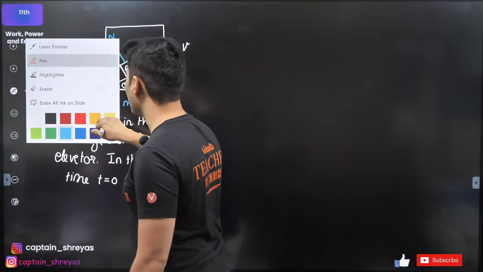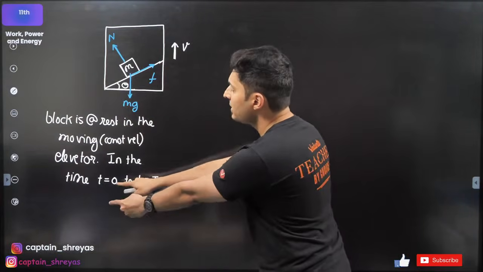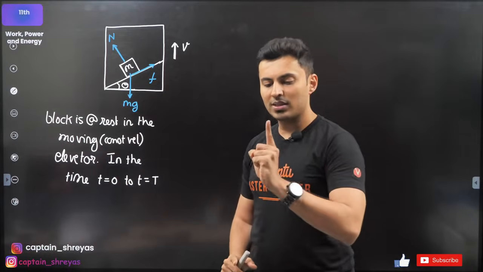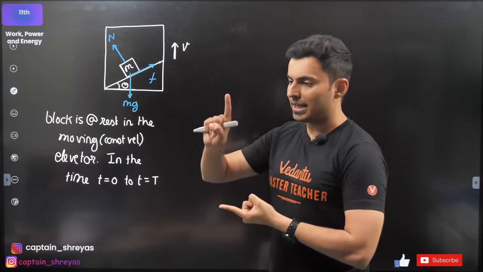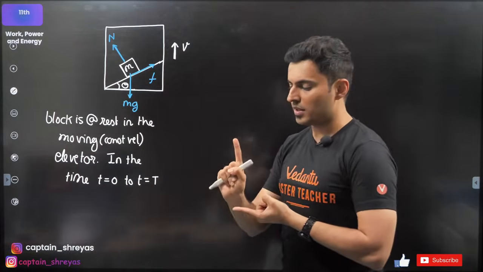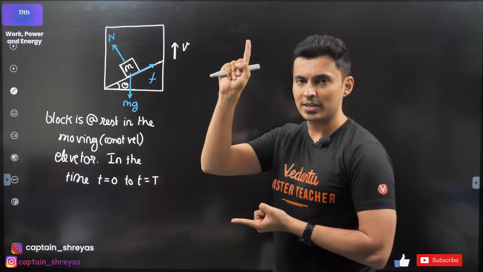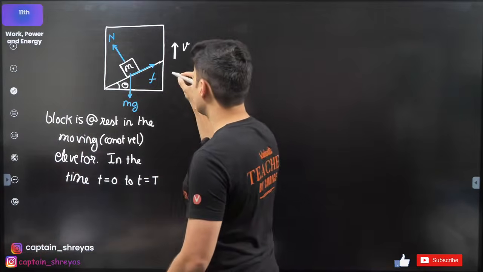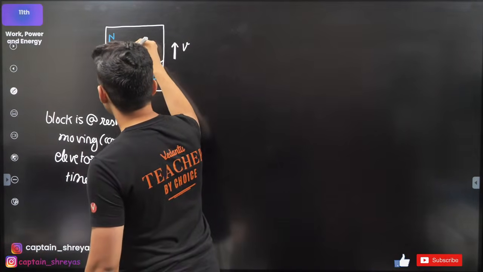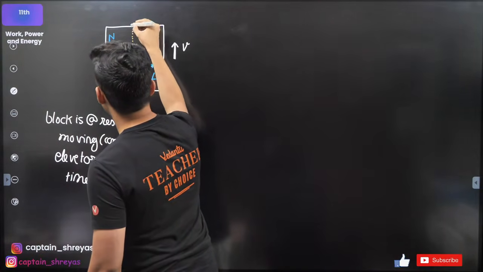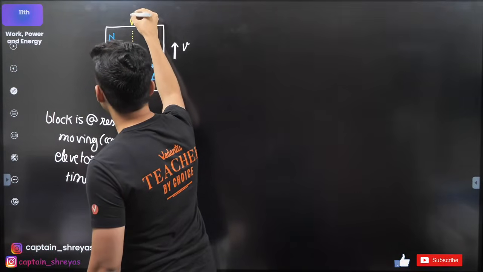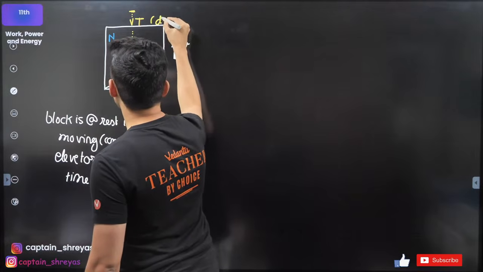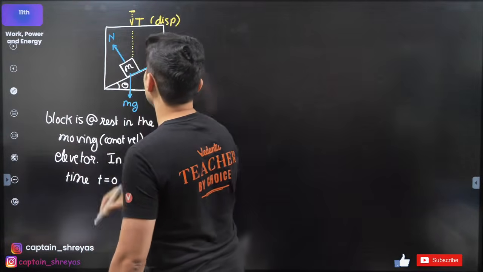And because this is moving up with constant velocity v in time 0 to t, how much will be the displacement? Think, v is the constant velocity, meters per second. In time t, it will move v into t. So hence, I can clearly say that this block will move v into t displacement. This v into t is nothing but your displacement.